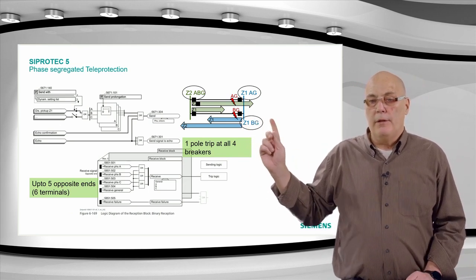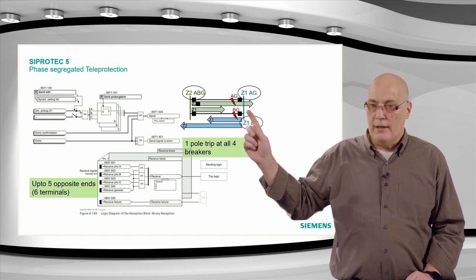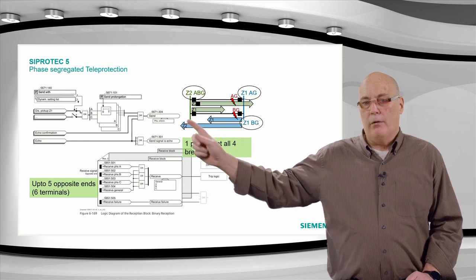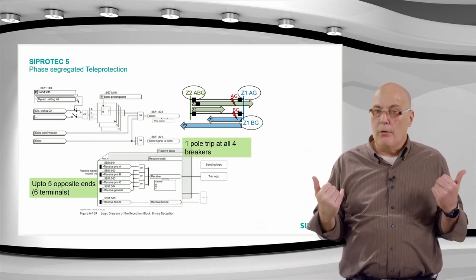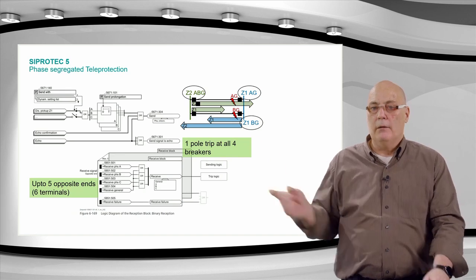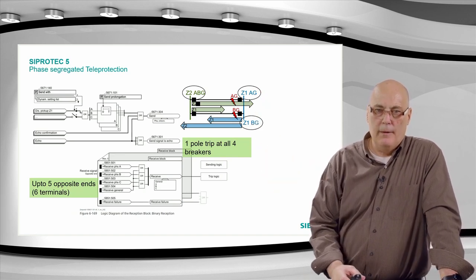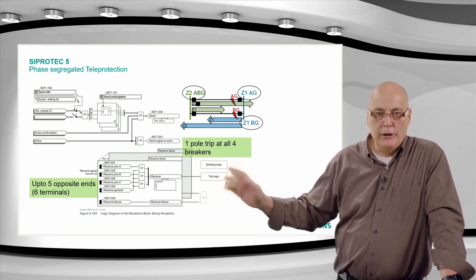As such, these remote sides would send a phase segregated signal, say this one would send a B release and he would send an A release. And on the receiving side, they would say, although I have a pickup AB ground, I only get a release for A, so I would trip single phase. So you can get single pole tripping at both sides for this condition here. And that, as I say, is done in the logic independently.